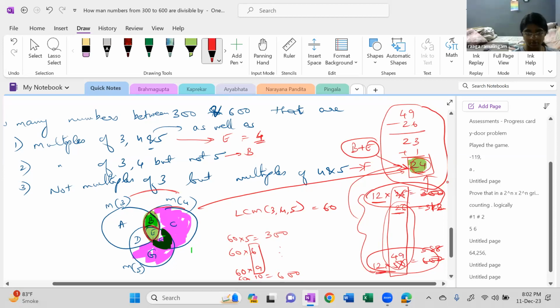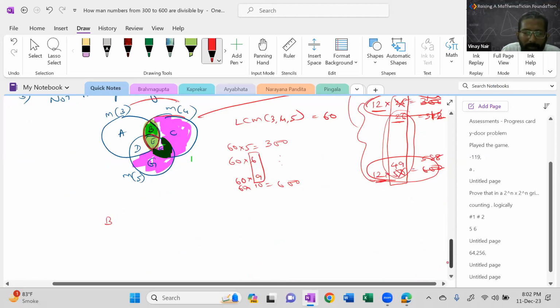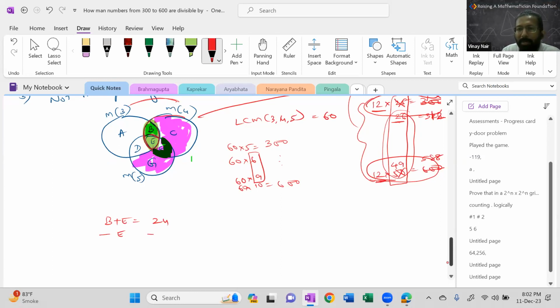Right? But we don't want multiples of 3 and 4. In fact, we want multiples of 3 and 4, which are not multiples of 5. That means we need to find B plus E is 24 we found, but we need to subtract whatever will come in E. What will come in E?